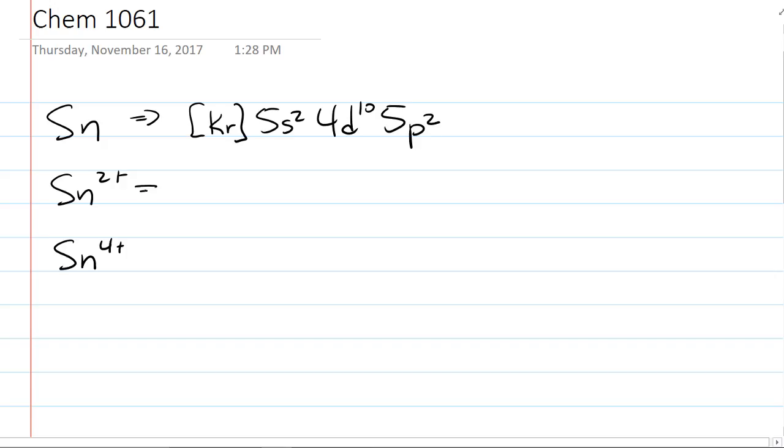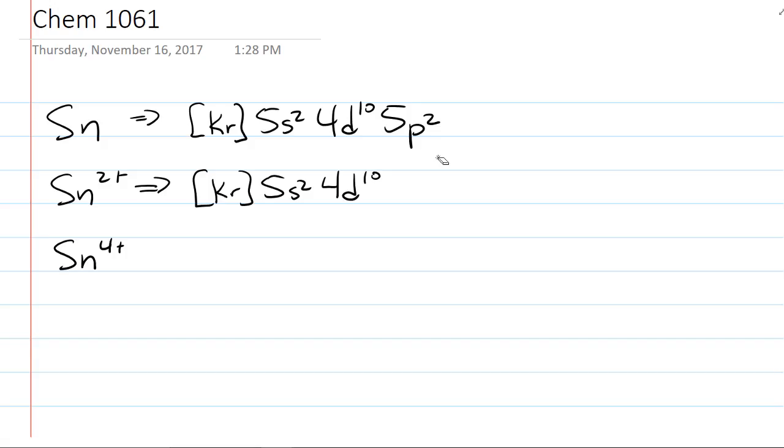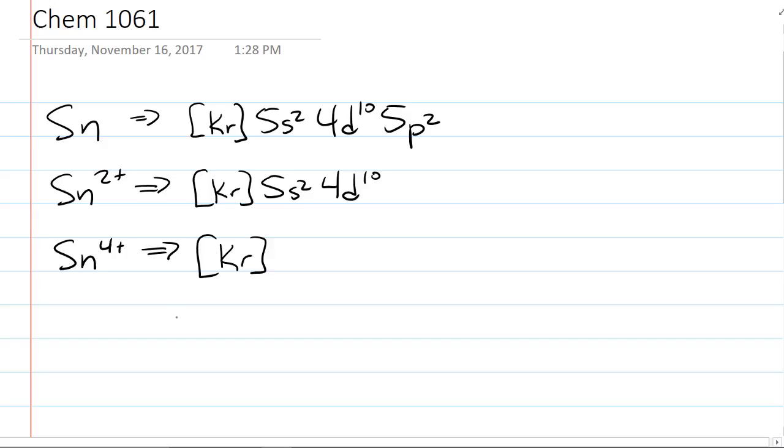If we then went on to write out the configuration for the tin 2 ion, a charge of 2 plus means what? Lost 2 electrons. Now which 2 electrons go away? The 5p's 2. The highest energy ones, which would be the 5p. And so this would be the configuration for the tin 2 ion. And if we went to the tin 4 ion, we need to get rid of how many more? 2 more, or 4 from neutral tin. So now which ones go here?